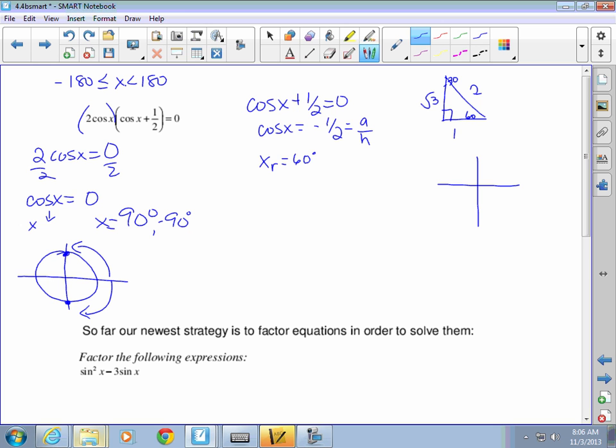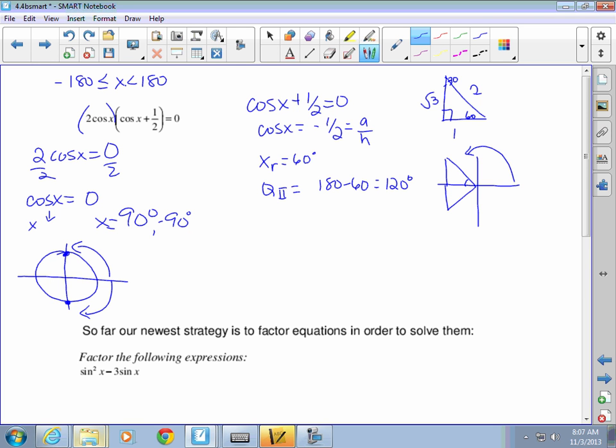This is asking us where is cos negative. So cos is negative in quadrant 2 and in quadrant 3. So in quadrant 2, going in this direction, I'm using 180 minus 60, so that's 120 degrees.